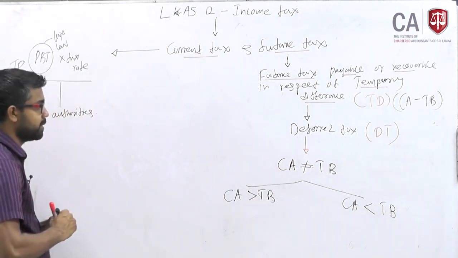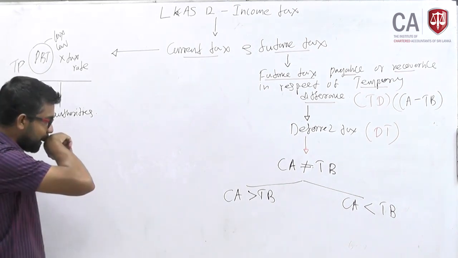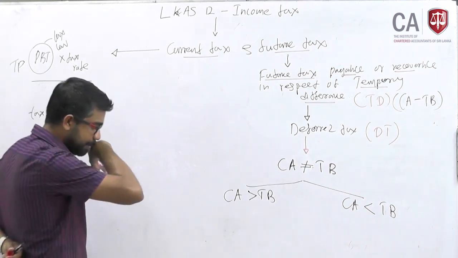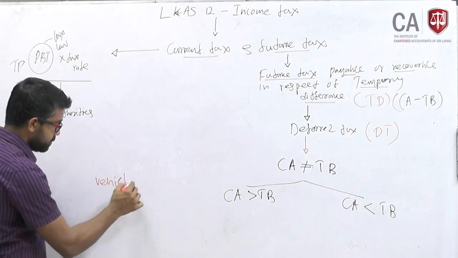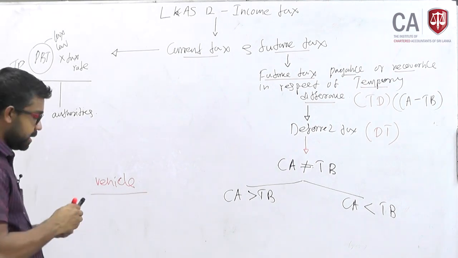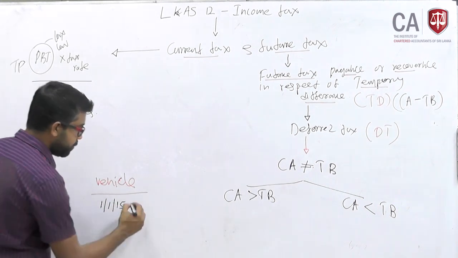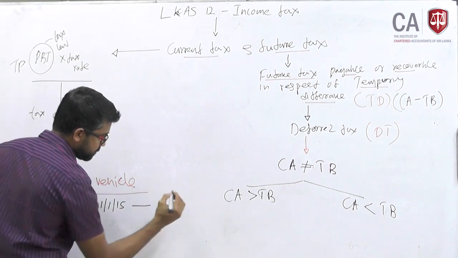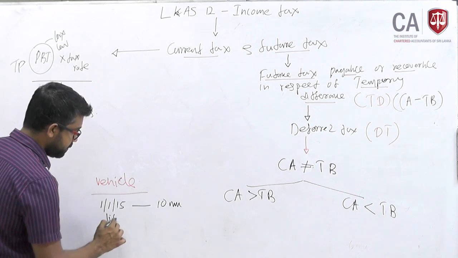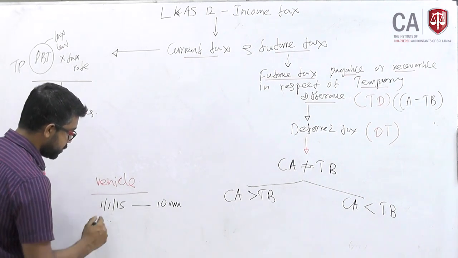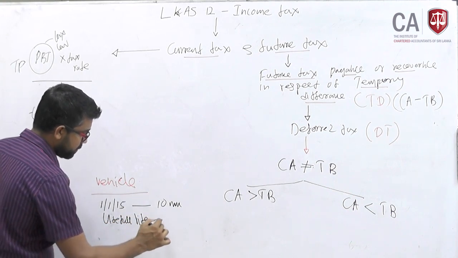I will take a simple example to explain this. This is very simple, but it is a little important to understand. Let's take one simple example. You have a vehicle. You purchased this on 1st April 2015 for 10 million. And you depreciate over a useful life of 5 years.